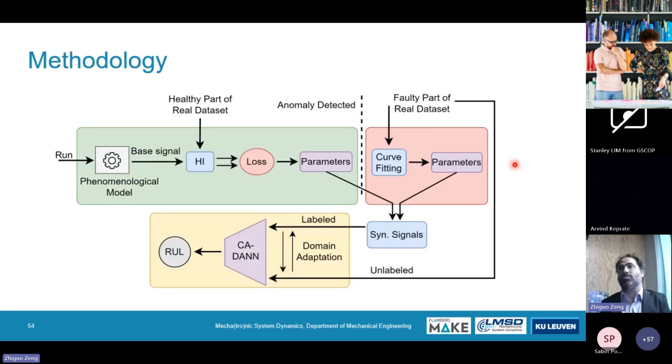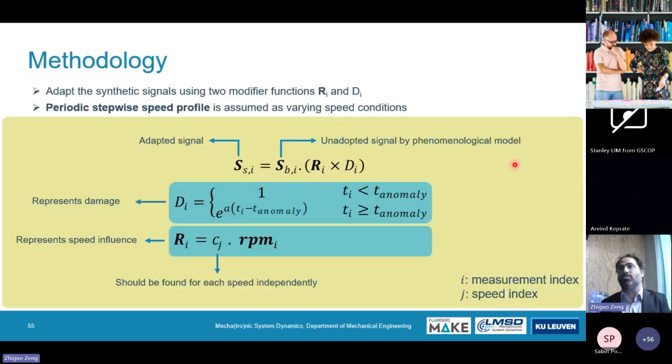And then we build a methodology where we have a phenomenological model and some real healthy signals. So we do a kind of model updating based on the real signal. So we do the tuning based on the healthy signals. Then we do anomaly detection, so we detect that now there is a fault. We get some faulty data that is still non-labeled, and we try to represent in a way the degradation curve. And then based on that, we can create a number of simulations, which we use in order to train a model. So we have then the labeled real data, we have the simulations, and we do the domain adaptation, and finally we can estimate the remaining useful life.